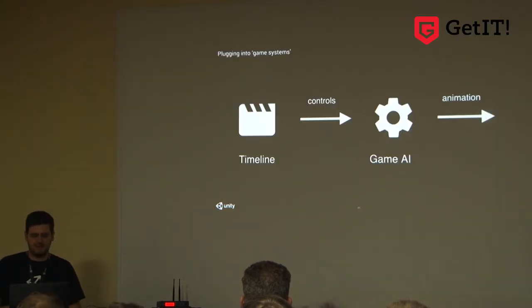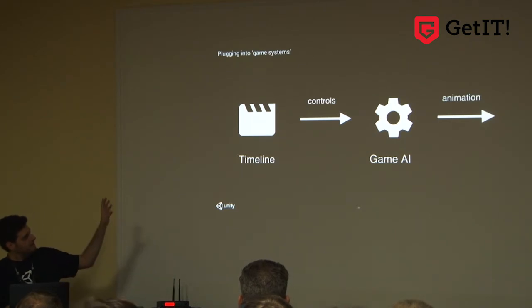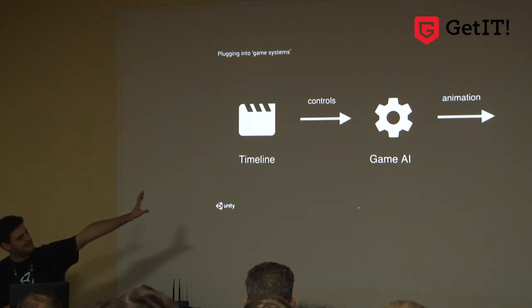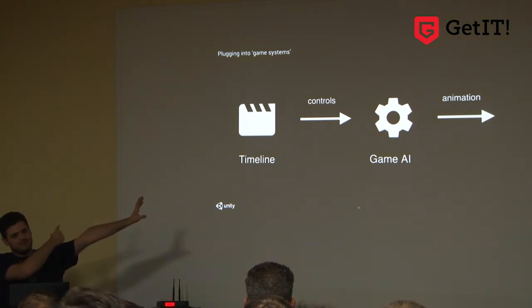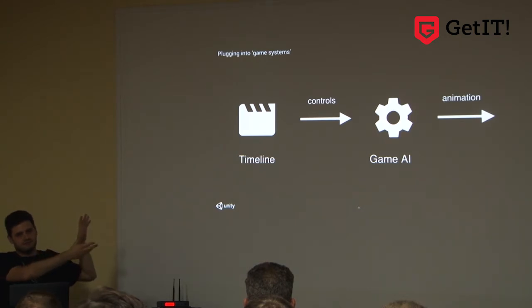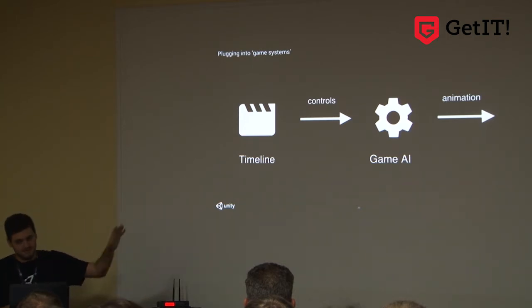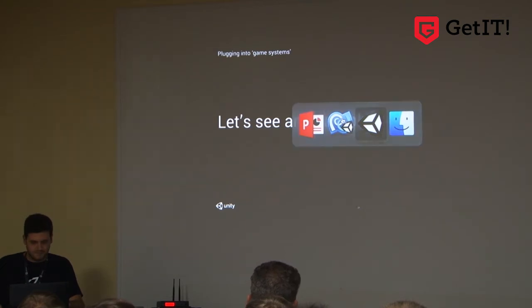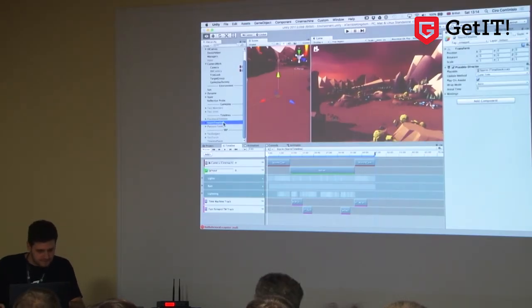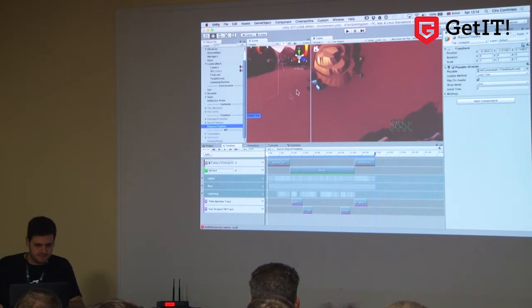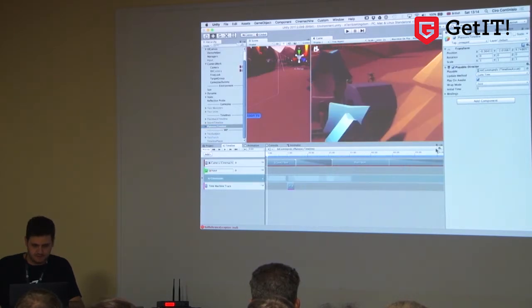So I can plug the timeline into this game AI, so I can have a timeline that controls the AI, and then instead of having animation through the timeline, I have animation produced by the AI. The fact that they move around, the fact that they play a specific animation is not done by the timeline, it's done by the AI. So back to Unity. If I enable this other timeline, which looks like this, let me play it first, so I'll show you what it's like.